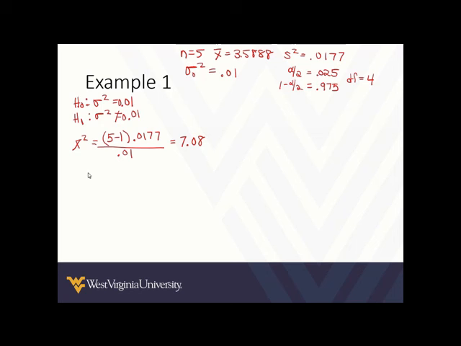And so now we can go ahead and try to make our decision. We will reject our null hypothesis if our test statistic is less than the critical value of chi-squared at the 1 minus alpha over 2 level, or if our test statistic is greater than our chi-square value at alpha over 2. Now let's use the chi-square distribution to calculate these values.